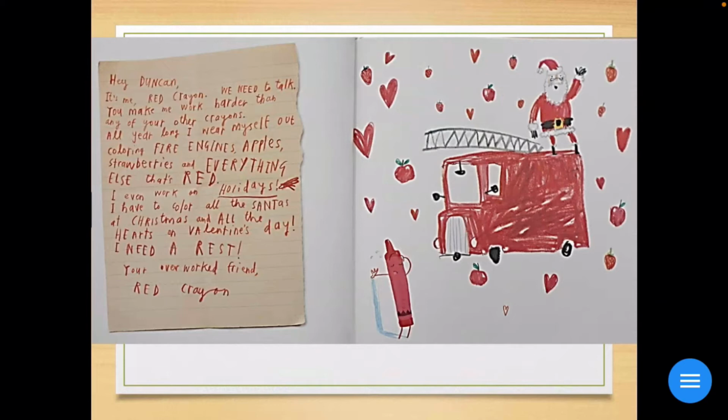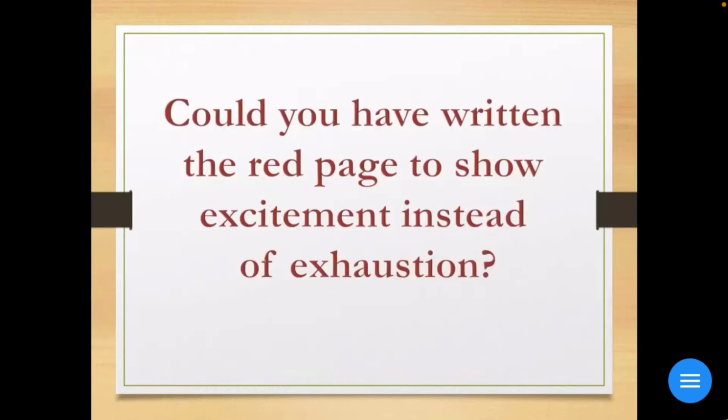Did he mention a fire engine? Did he mention apples and Valentines and strawberries? Absolutely. And look, there's a Santa too. Absolutely right. So all of those go right along with the writing and show us what's actually been written about. Could the passage have been written differently to go along with the same picture? Maybe showing excitement instead of exhaustion? I wonder what that would sound like.